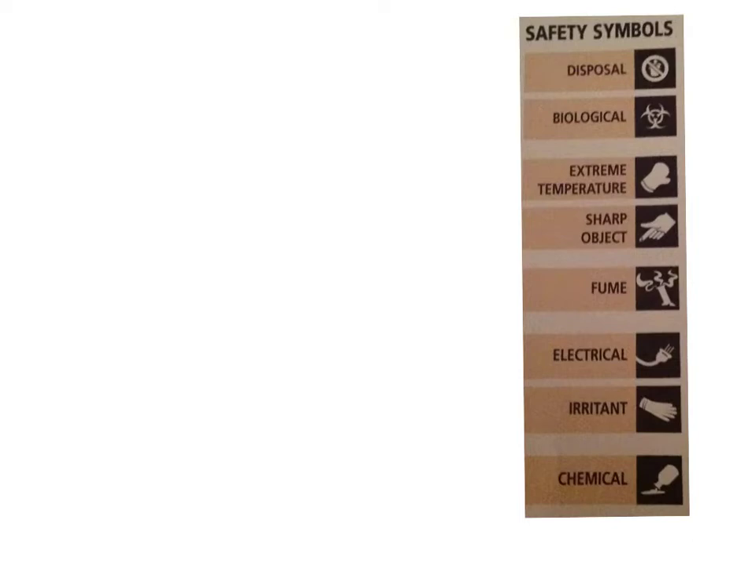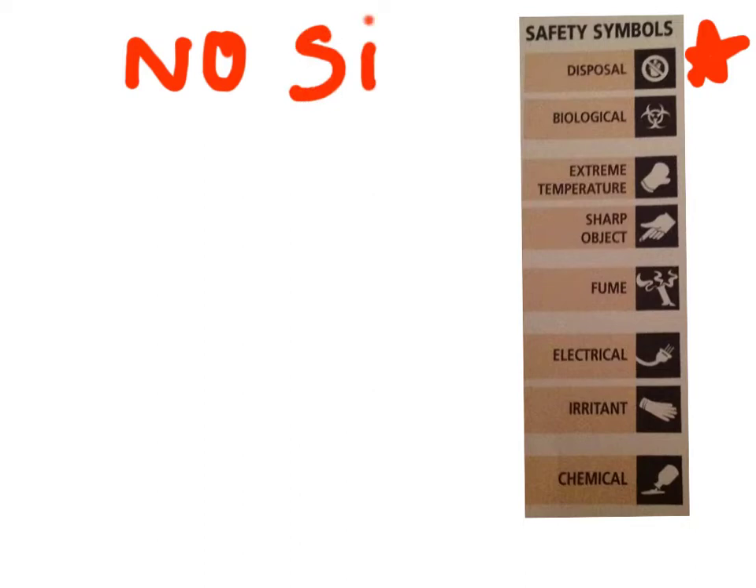So the very first one is pretty important. We'll come across this frequently. The disposal symbol means that there are special instructions for getting rid of whatever we're dealing with for the day. The biggest thing you want to remember with disposal is that it usually means don't put anything down the drain, okay? That's the biggest thing you want to make sure you remember for disposal.